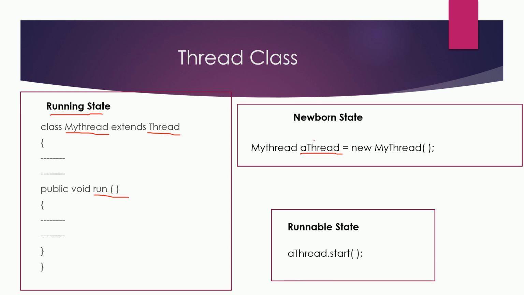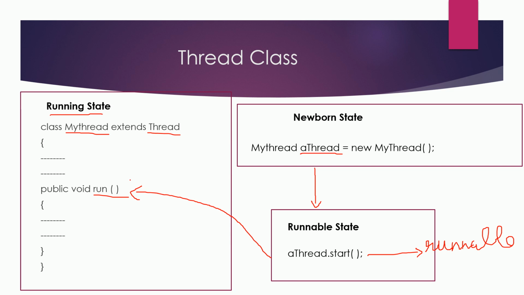After creating the thread, we have to move to runnable state. Here we are starting the thread: aThread.start. This is the point where our thread moves to runnable state. Now our thread will be waiting for the processor. From here, our run method gets executed, pushing the thread to running state.